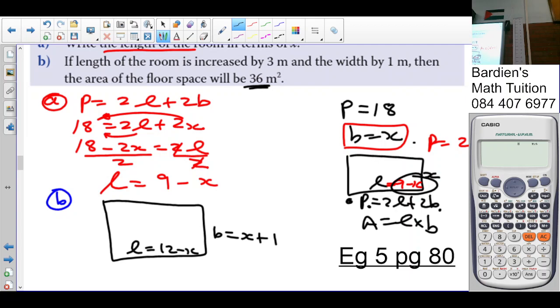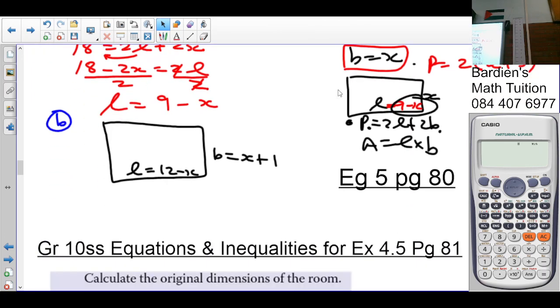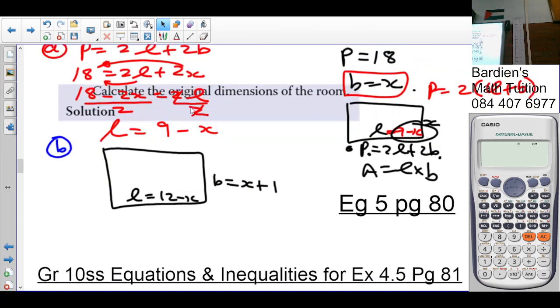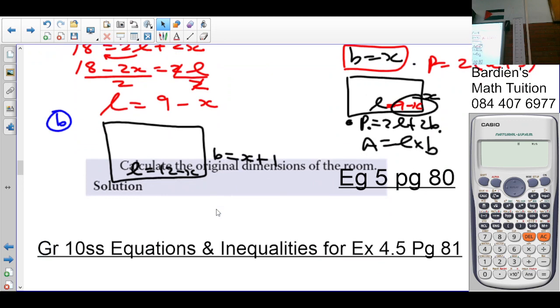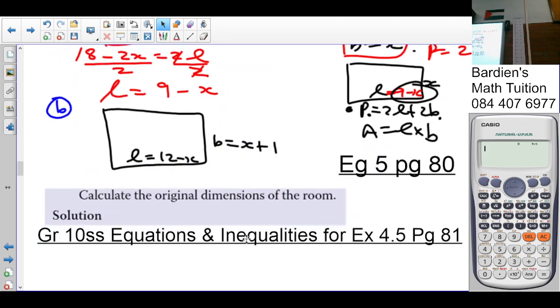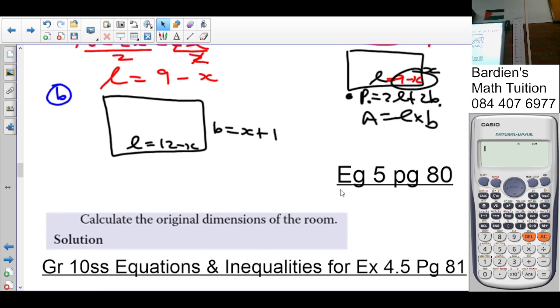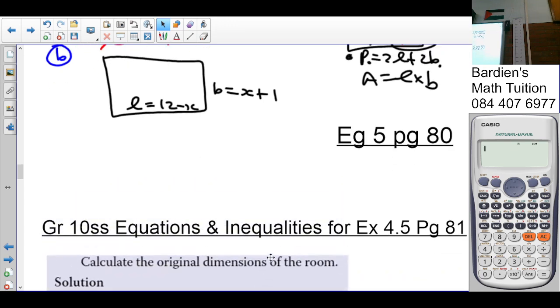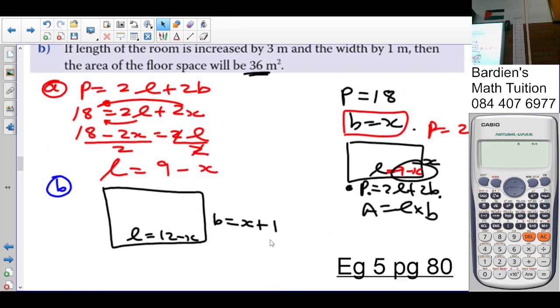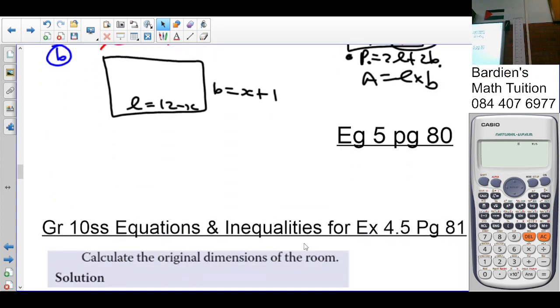It says calculate the dimensions. I'm missing the second part. It says calculate the dimensions of the room. So what are the dimensions? The dimensions are the lengths of the room. So we are told that the area is going to be 36 meters square. So the area of this new piece is going to be 36 meters square. So the dimensions, in other words, I need to solve for x.